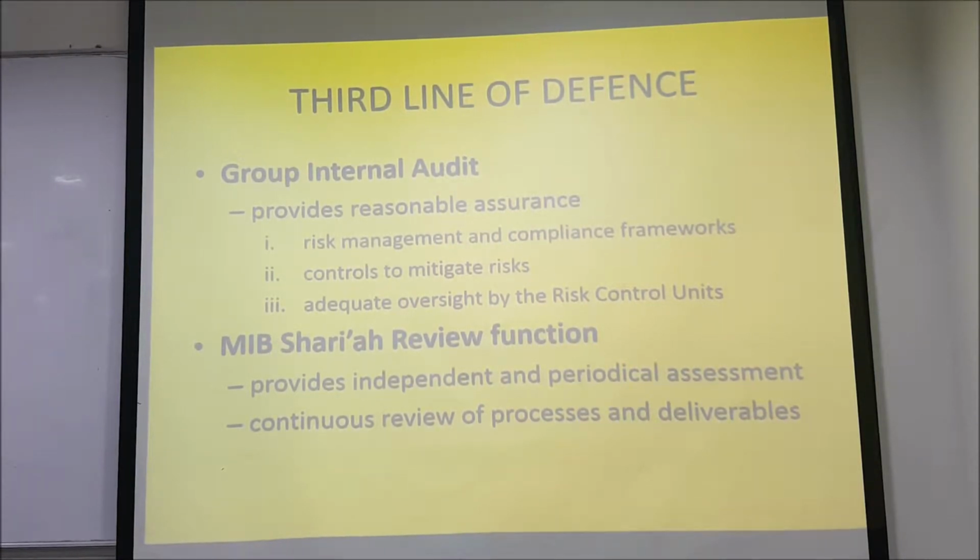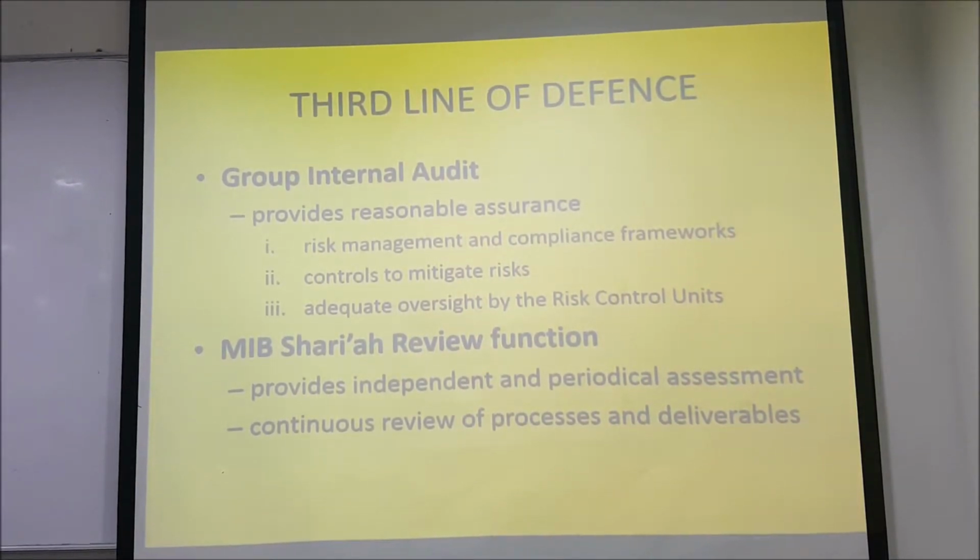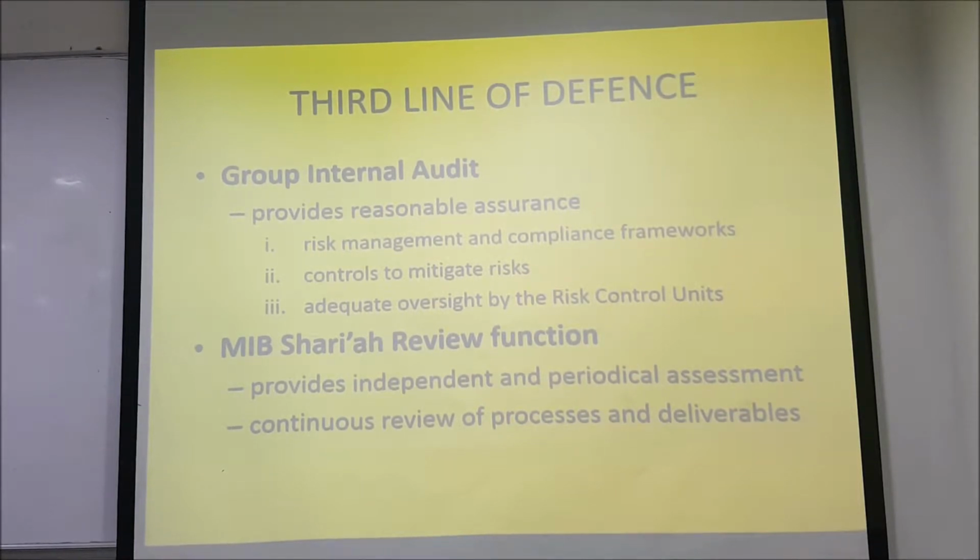So the third line of defense involves group internal audit, which provides reasonable assurance via regular and independent assessment and validation that risk management and compliance framework, policies and tools are sufficiently robust and consistent with regulatory standards. The second one is that controls to mitigate risks are adequate and efficiently executed by the risk-taking units. And the third one is adequate oversight by the risk control over the risk-taking units.